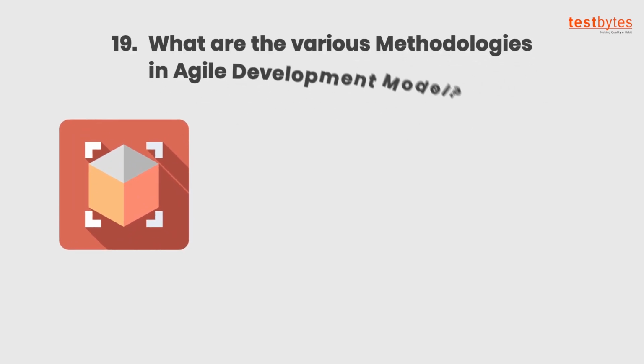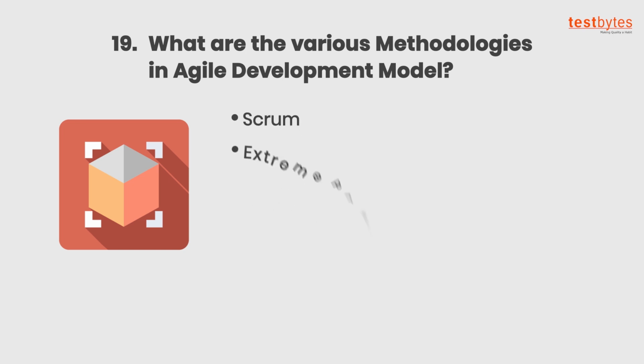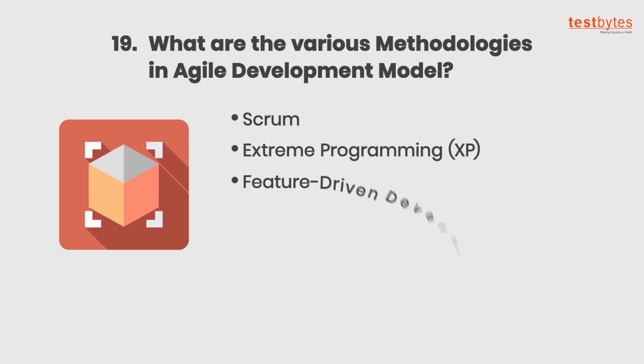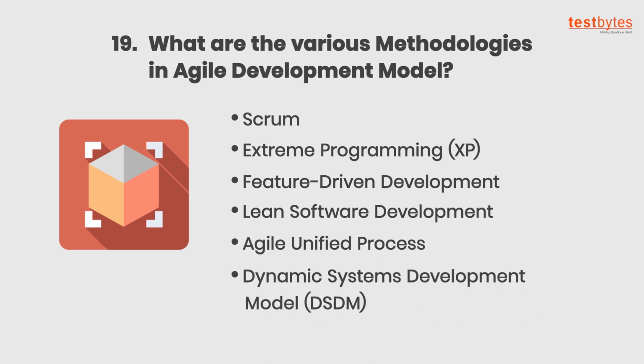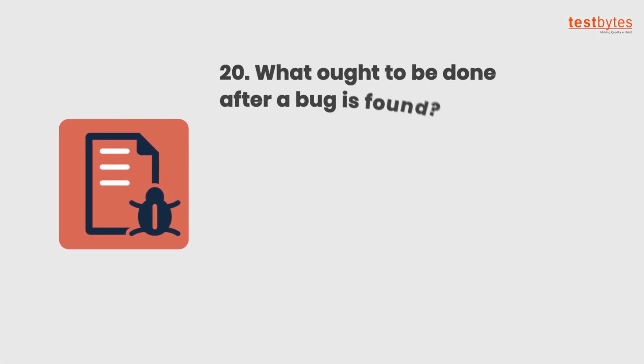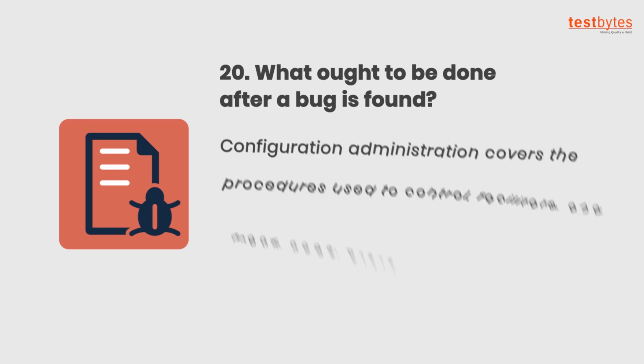Number 19. What are the various methodologies in Agile development model? Scrum, Extreme Programming, that is XP, Feature-Driven Development, Lean Software Development, Agile Unified Process, Dynamic Systems Development Model, that is DSDM, Crystal.